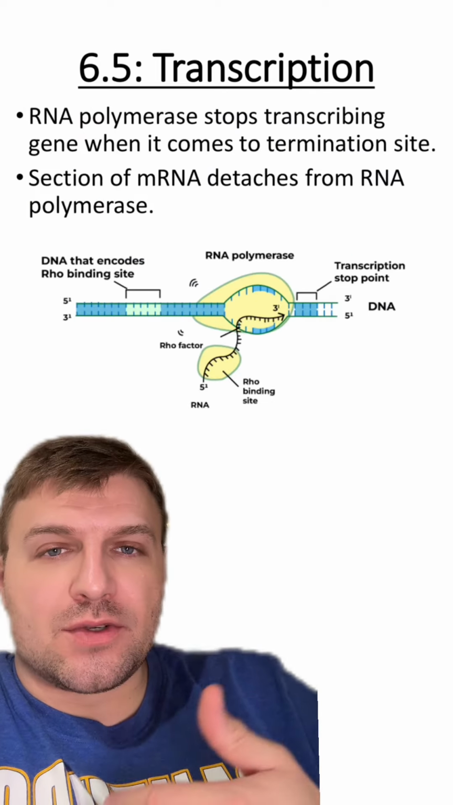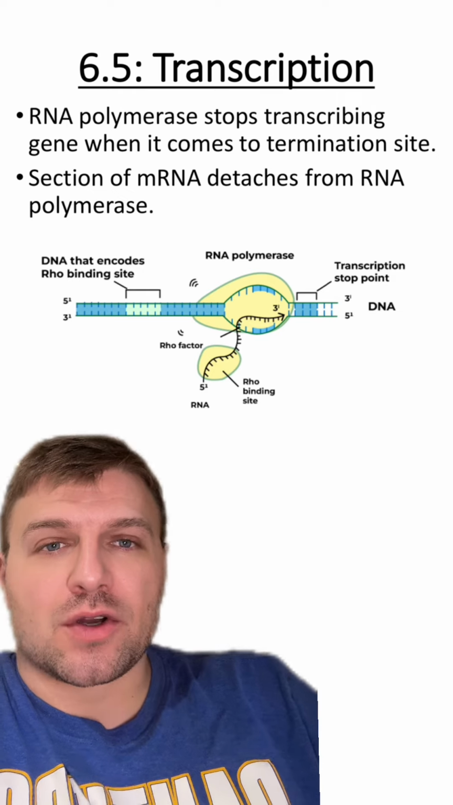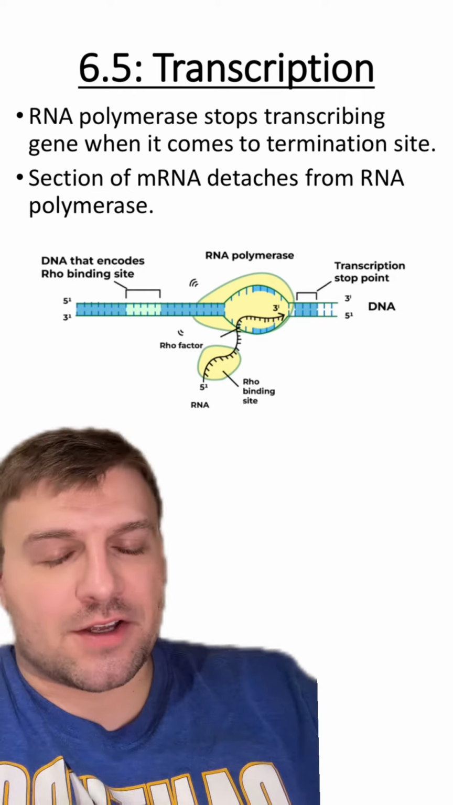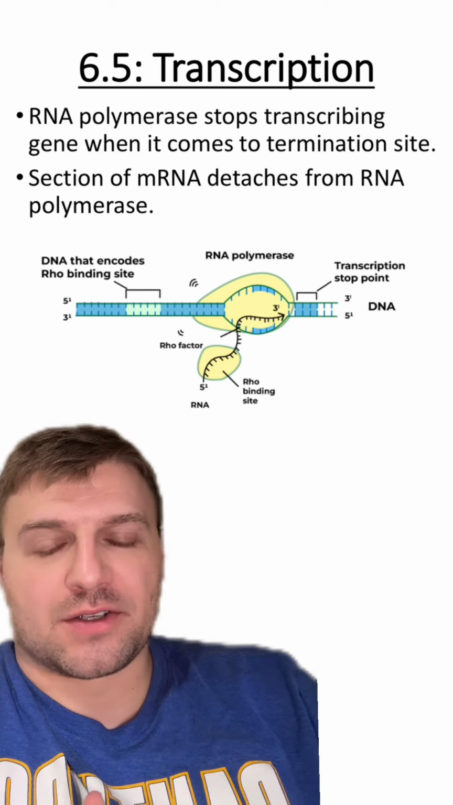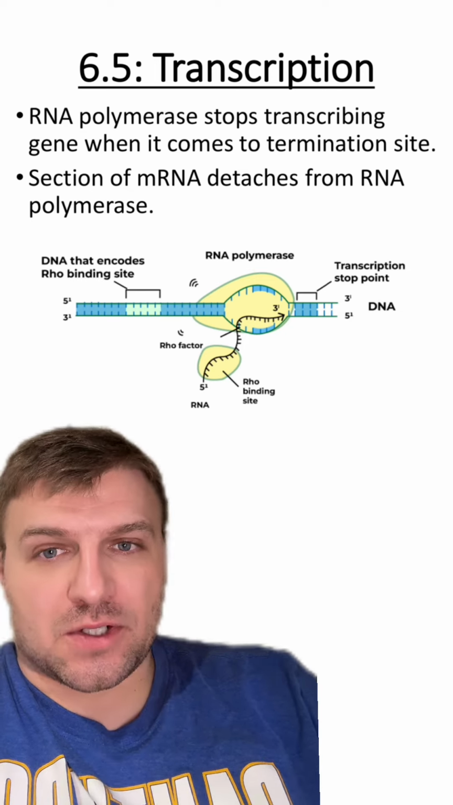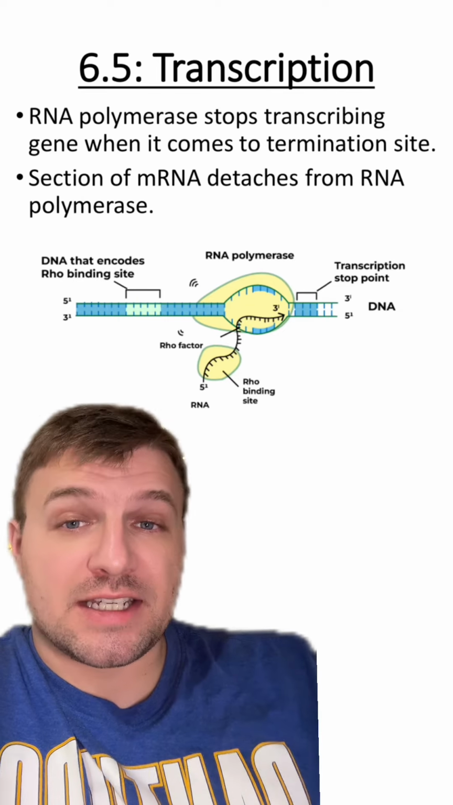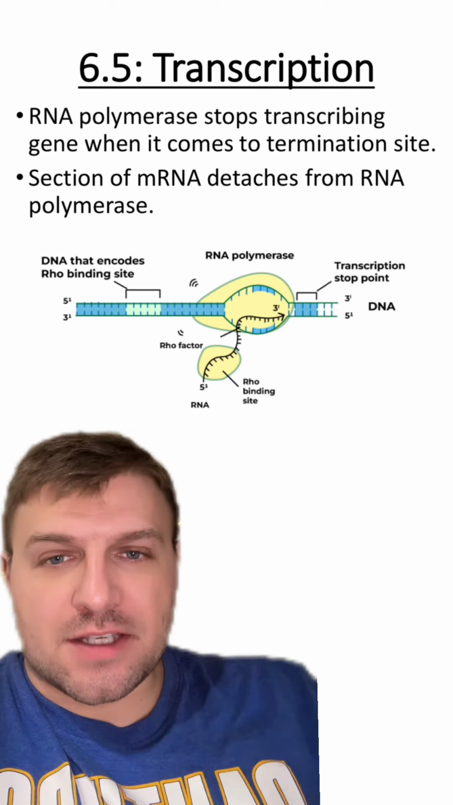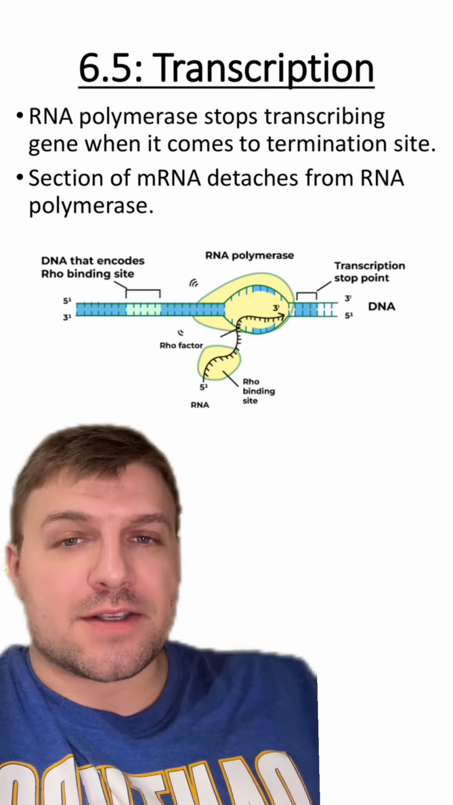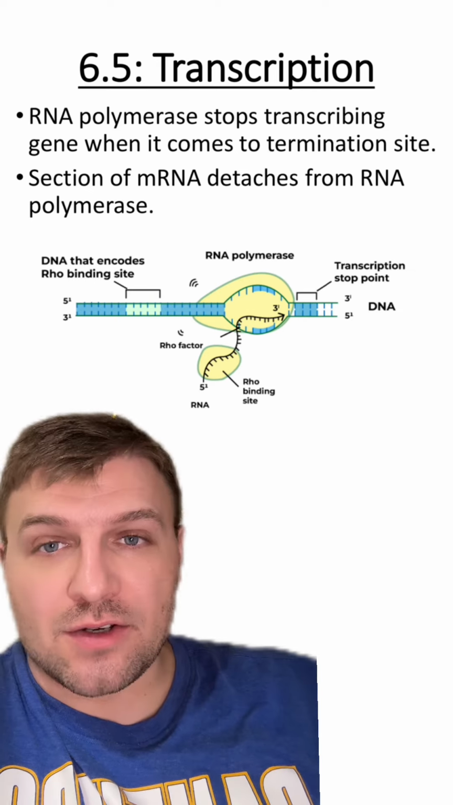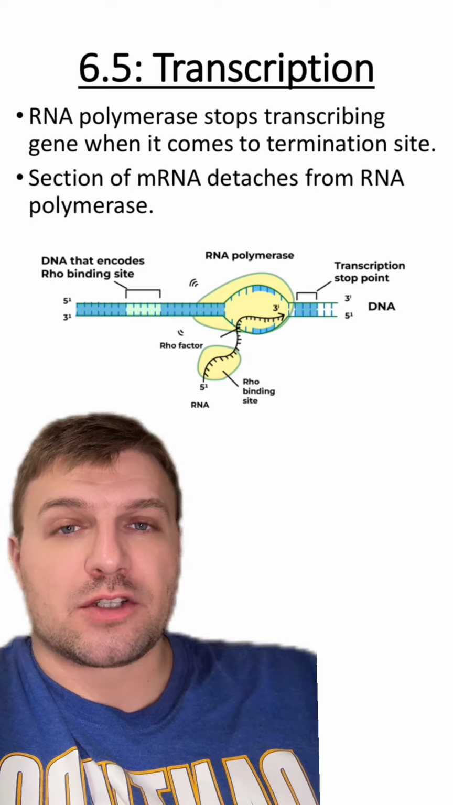RNA polymerase is going to stop transcribing at a location called the termination site. This again is just another section of DNA where the RNA polymerase is going to unattach and stop transcription. Once RNA polymerase has completed transcription, the mRNA is going to detach from the RNA polymerase. And this is basically where we're going to leave off, because this mRNA then is going to travel outside the nucleus to a ribosome where it's going to be translated.